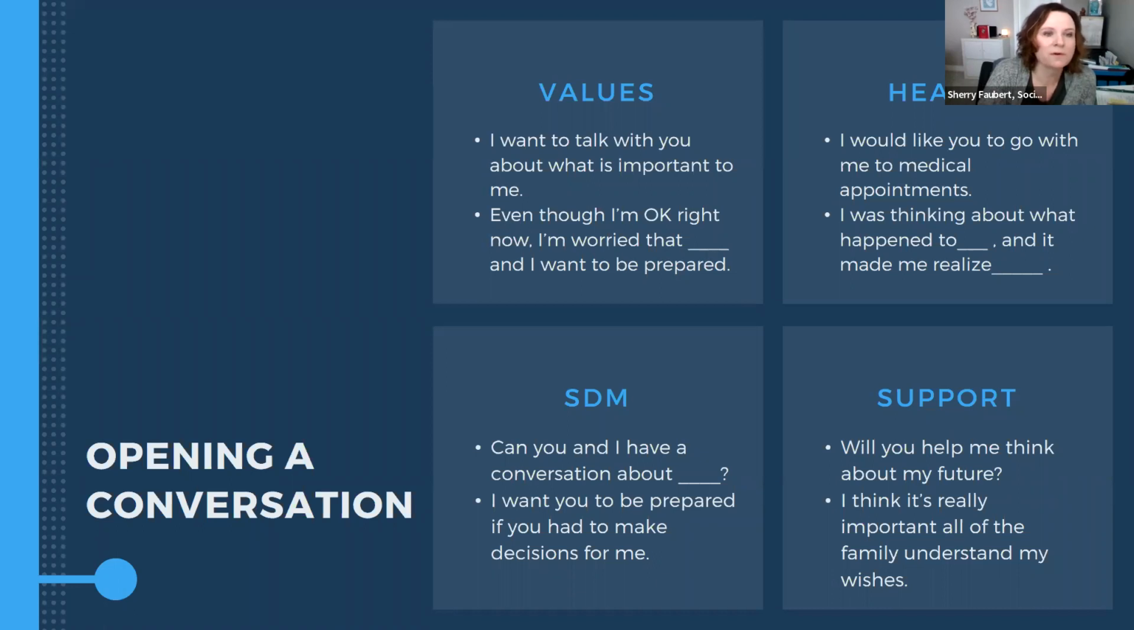Substitute decision maker. Can you and I have a conversation about what matters most to me? I want you to be prepared if you had to make decisions for me or on my behalf. And support. Will you help me think about my future? I think it's really important that all of the family understand my wishes.